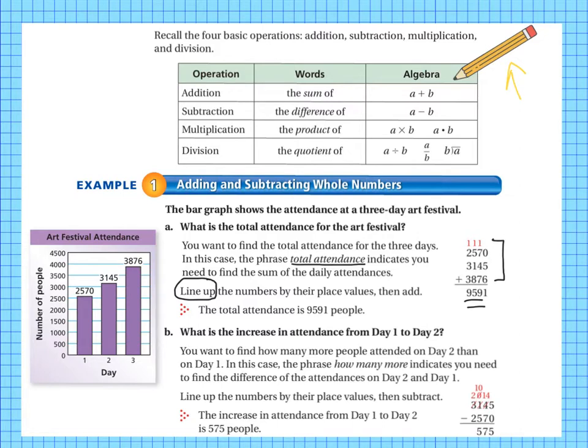Make sure your ones place is lined up, and that should make everything else fall into place. And then be sure you are carrying numbers up at the top when you end up with a number that's greater than 10 at the bottom. And so your total attendance is 9,591 people. And we got these numbers by looking at the graph. So day 1 was 2,570, day 2 was 3,145, and so on.